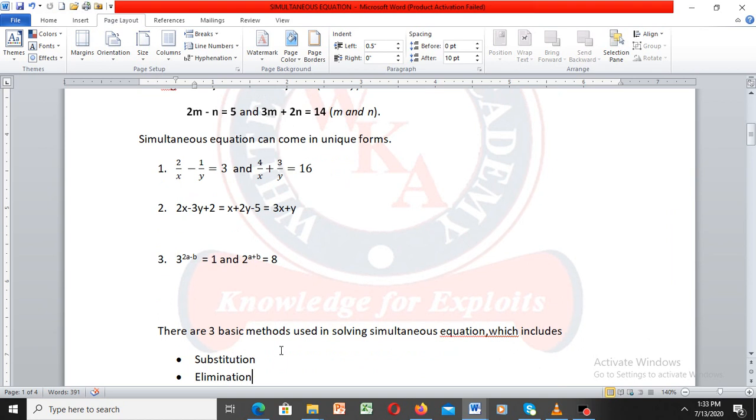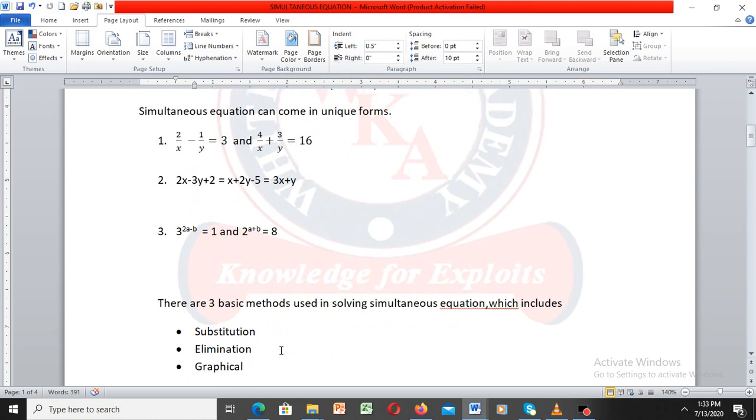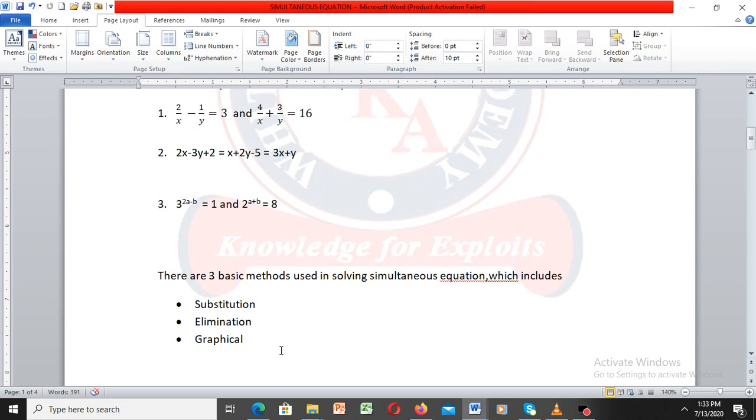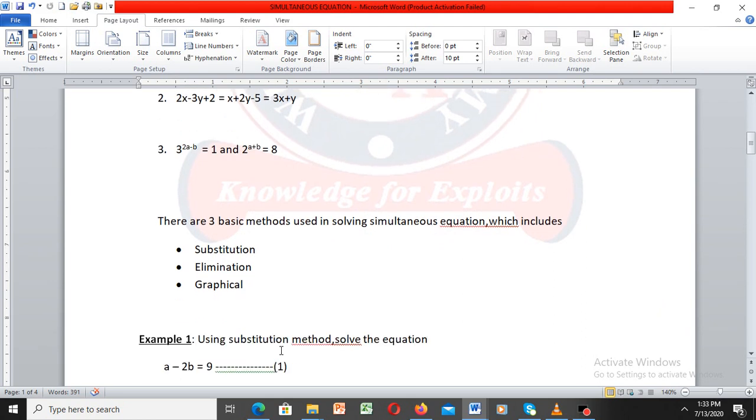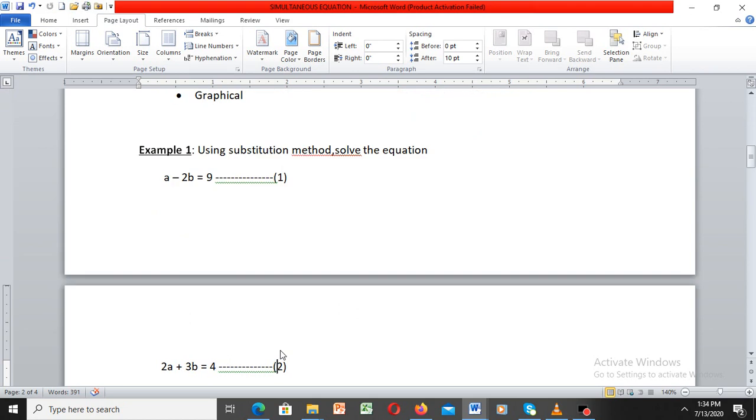There are 3 basic methods that are used in solving simultaneous equation. We have the substitution method, we have the elimination method, and the graphical method. Of course, in advanced mathematics, there are some other complex methods because there are other complex simultaneous equations. But for this level, we are making use of substitution and elimination majorly, but there's also graphical. The first example, we are going to be using our substitution method to solve the simultaneous equation.